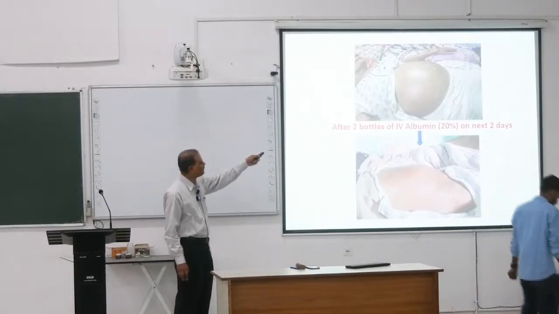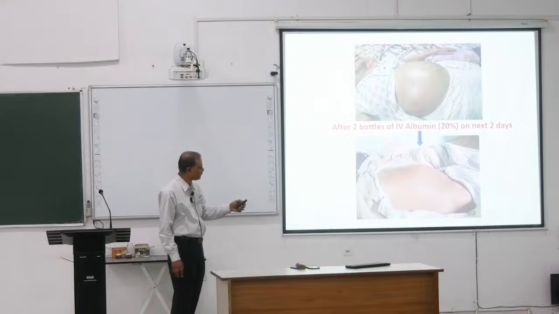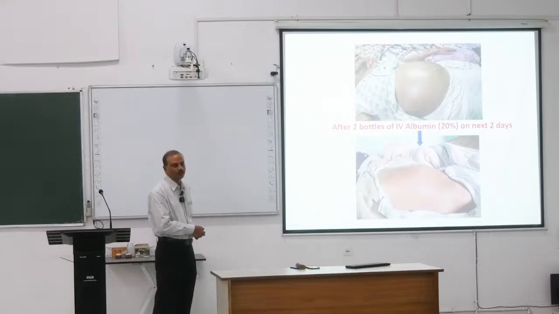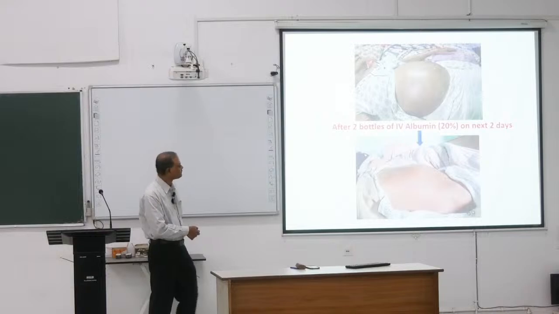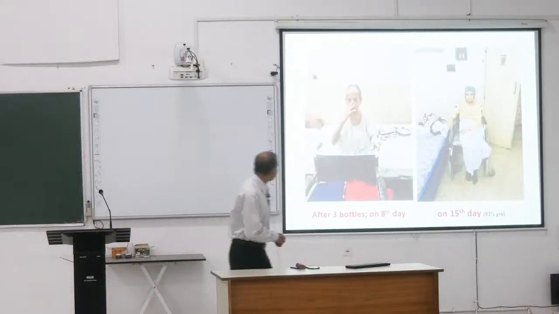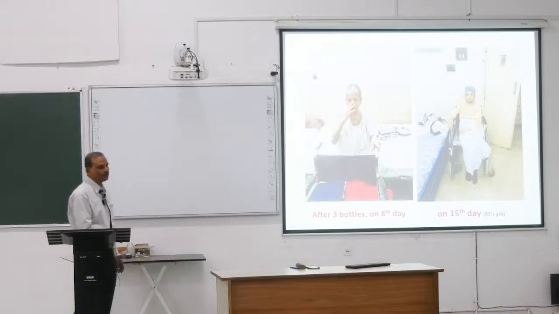So next day, I gave 2 bottles of IV albumin, 20%. On the next 2 days, can you see the size of the abdomen? It reduced. This much reduction is not possible with oral albumin. So I gave 3 bottles of IV albumin, and on the 8th day, that was her picture.